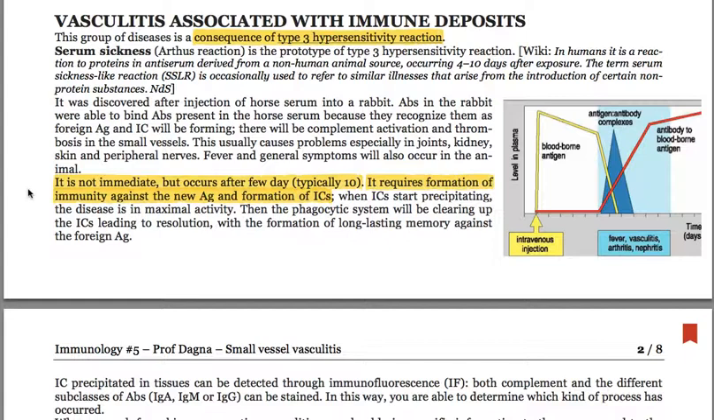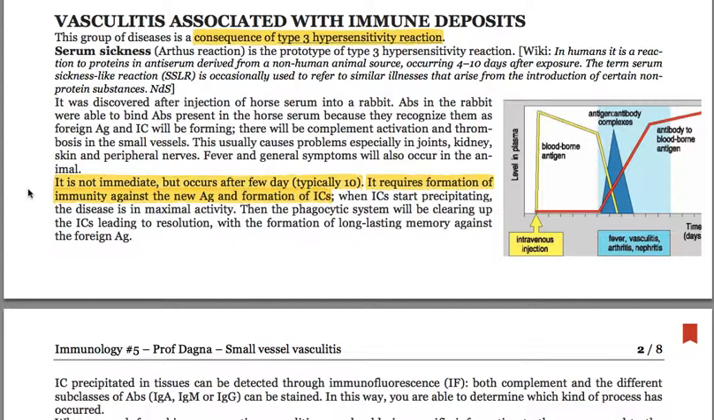We have serum sickness, also known as Arthus reaction, which is the prototype of type 3 hypersensitivity reaction. It was discovered after injection of horse serum into a rabbit. Antibodies in the rabbit were able to bind antibodies present in the horse serum because they recognized them as foreign antigen, and immune complexes formed. There will be complement activation and thrombosis in the small vessels. This usually causes problems, especially in joints, kidney, skin, and peripheral nerves. Fever and general symptoms will also occur in the animal.